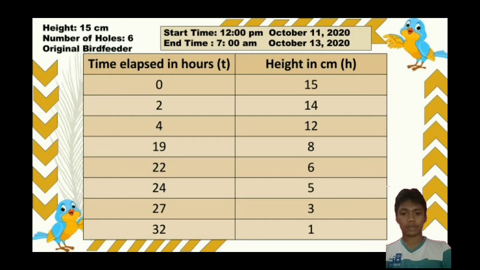In the bird feeder with 6 holes, there are also 2 datasets, the original bird feeder and the refilled bird feeder. In this table, it shows the original bird feeder with height of 15 cm, same as on 4 holes. The start time is 12 p.m. October 11, 2020, and the end time is 7 a.m. October 13, 2020. Time elapsed in hours represent x, height in centimeter represent y.